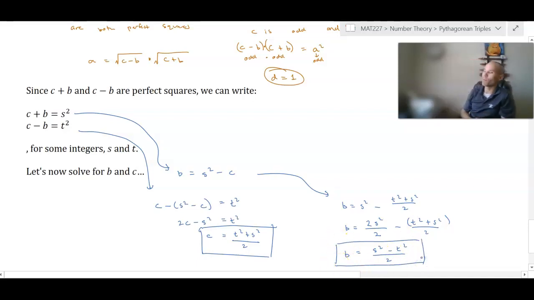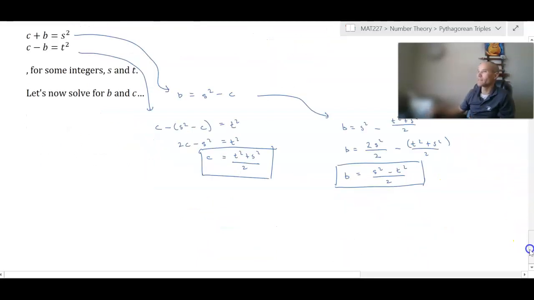So what we've just come up with is how to calculate b and c, knowing that c minus b times c plus b is going to be a perfect square. So the question is, how do we use these formulas, right? Well, to use these formulas, we would first need to pick a value for s or t. Because remember, s and t are just some integers.